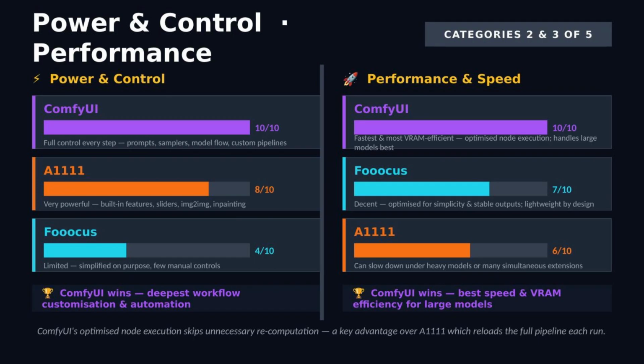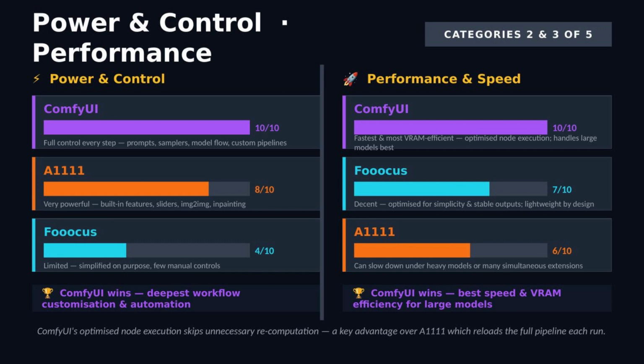Power and control. ComfyUI provides full control over every step of image generation, from prompts to sampling and model flow, making it the most flexible. Automatic1111 is also very powerful with many built-in features, sliders, and extensions. Fooocus has limited control because it focuses on simplicity rather than customization.